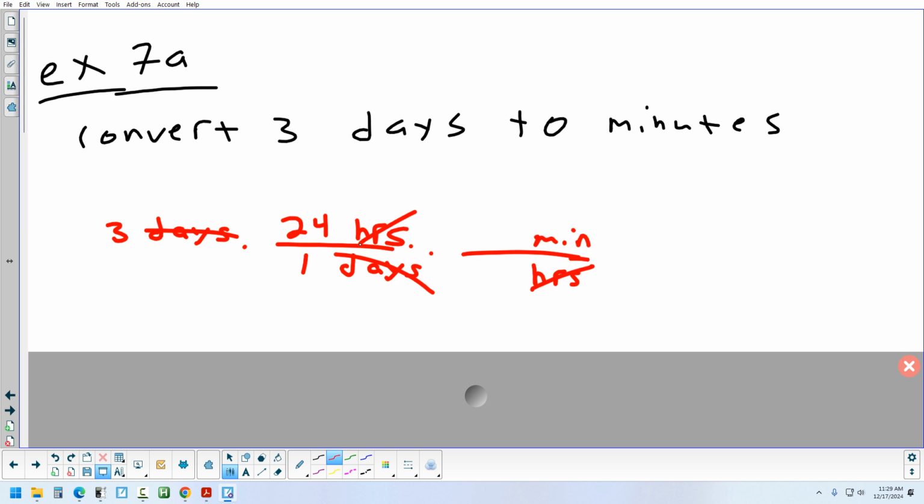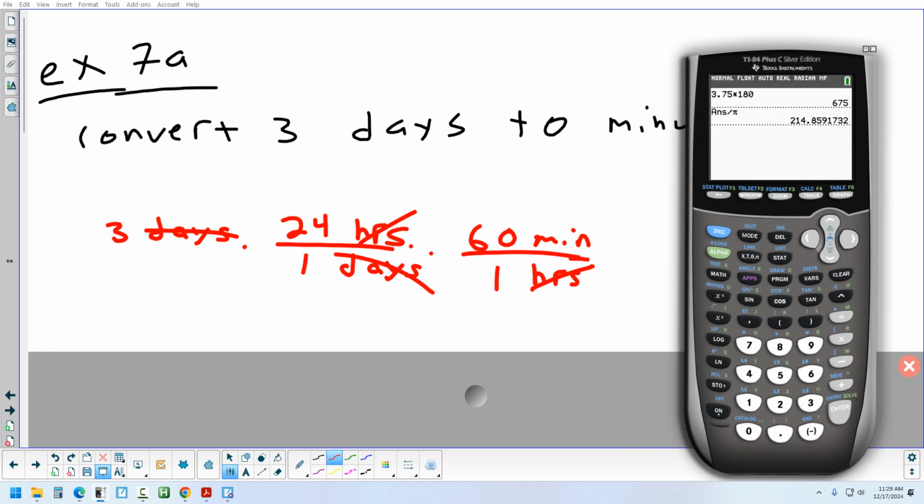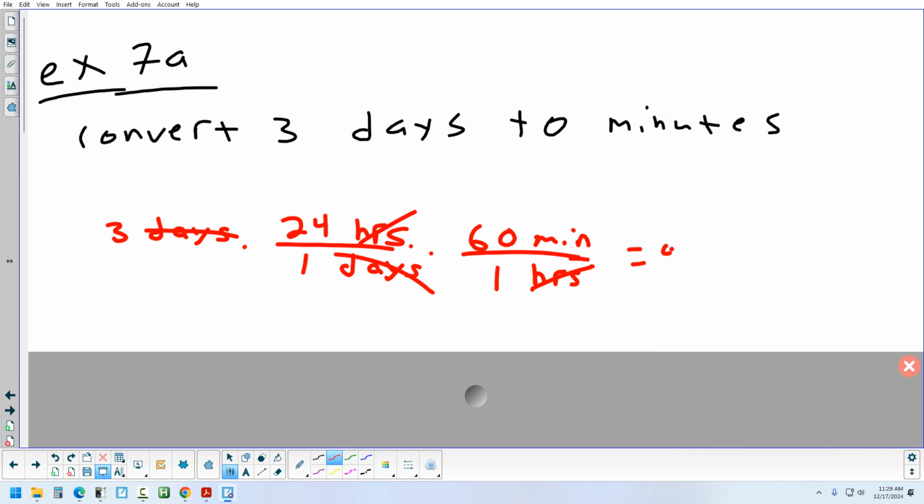Hours is now gone. Now I need a true fact between hours and minutes. 60 minutes is an hour. Yep, any fact will work as long as it's true. That's the simplest one, though. 60 minutes is 1 hour. Now, what's the only unit you haven't crossed out? Minutes. So multiply straight across. 3 times 24 times 60. And in this case, it's just divided by 1, so you don't need the 1. It's 4,320 minutes. Any question on that one?